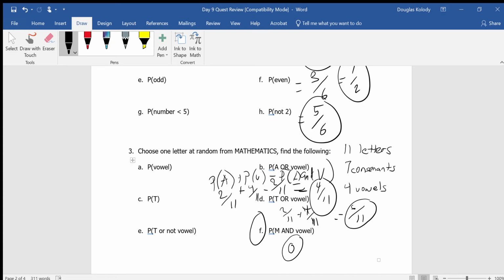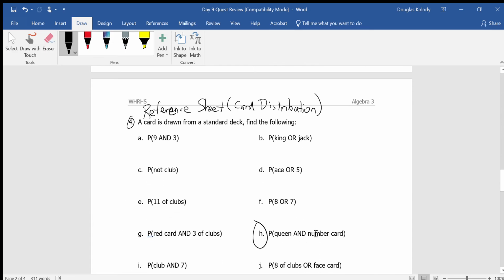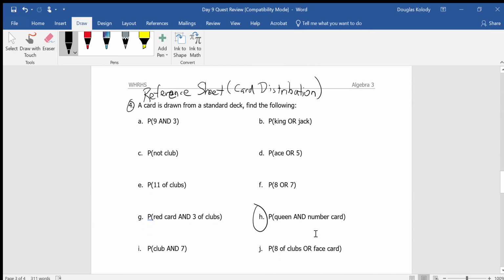Okay, and then now we move right along to number 4. All right, pause the video if you don't have your reference sheet handy and get out the card distribution. How many cards are kings or jacks? There are 4 kings in the deck out of 52, plus there are 4 jacks in the deck out of 52. Cards cannot be both kings and jacks at the same time, so that's 8 out of 52, which is 2 out of 13.